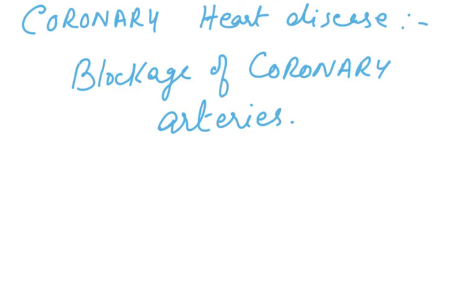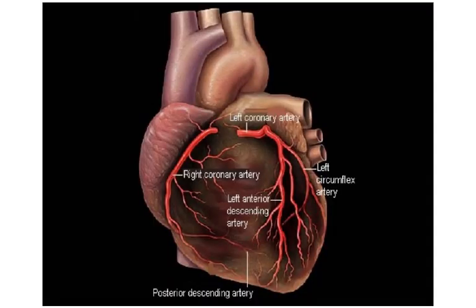Now coming to the topic of coronary heart disease. Now what is coronary heart disease? It is a blockage of the coronary arteries. Now what are the coronary arteries? They actually arise from the aorta. You can see this is the aortic arch. So they arise from the aorta, and there is the right coronary artery and the left coronary artery, and then it supplies the muscle in the wall of the heart.